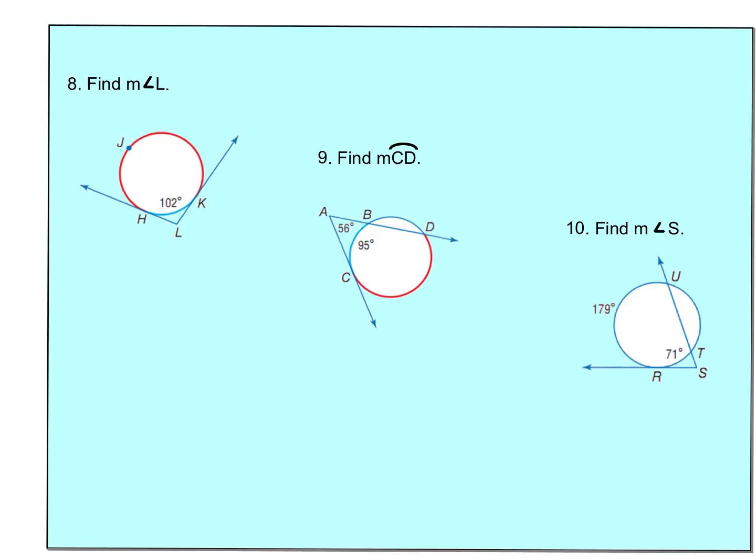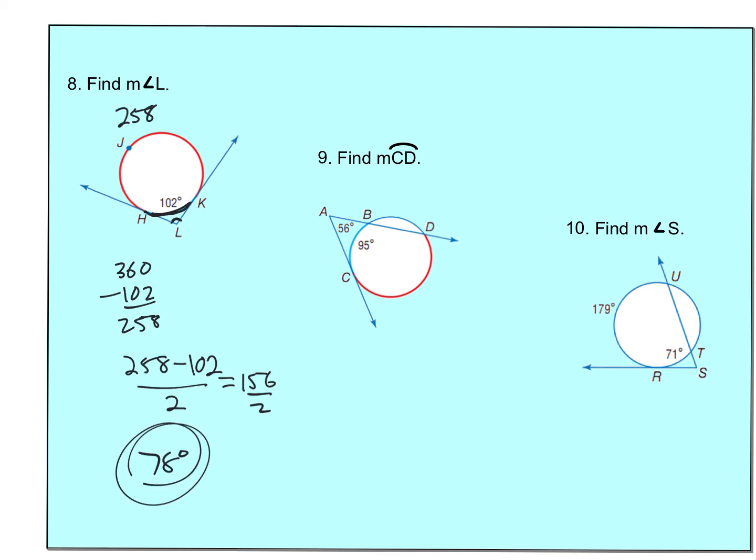Okay, so if I figure out how big L is, well, they tell me this is 102, so if I take 360 minus 102, I get 258. So that means the big arc is 258. So I want to take 258 minus 102, divided by 2. That's going to give me 156 divided by 2, and that's going to be 78 degrees. That's how big that angle is.